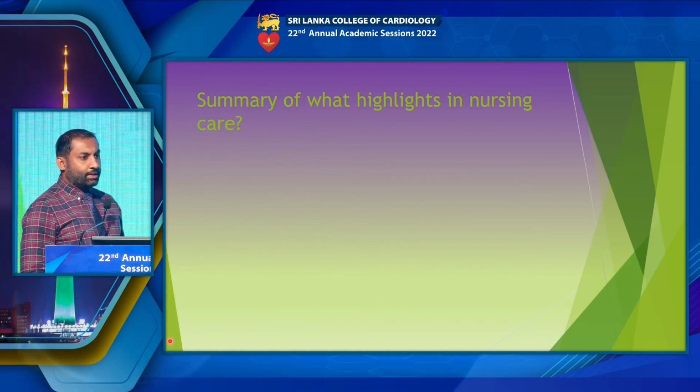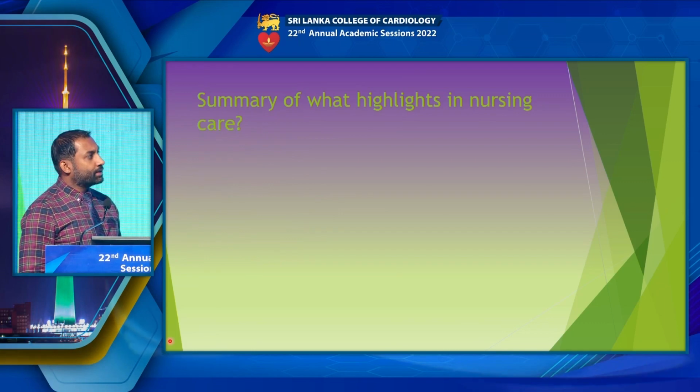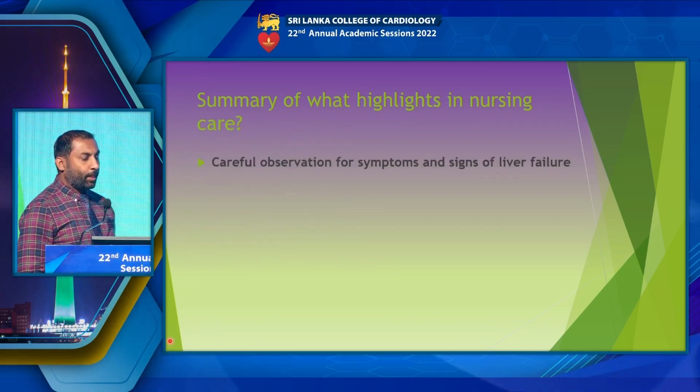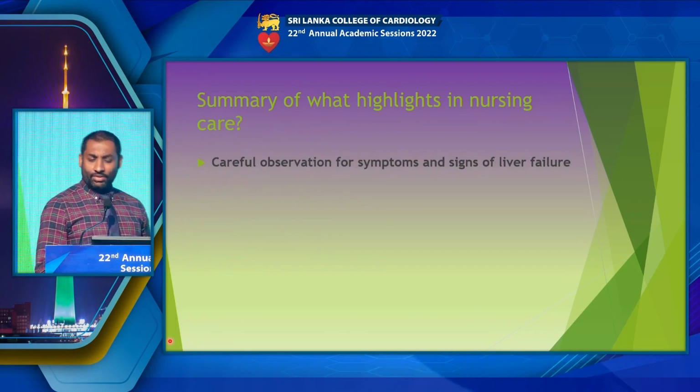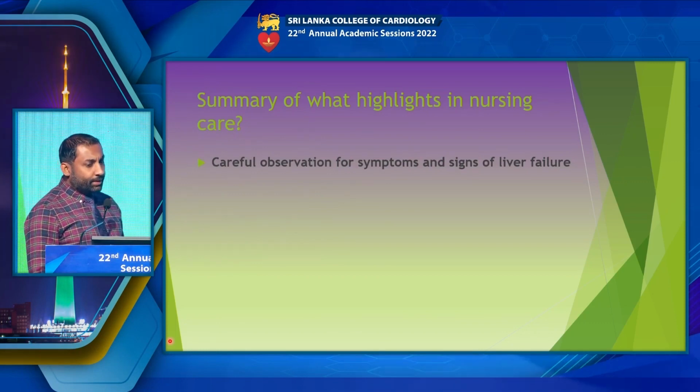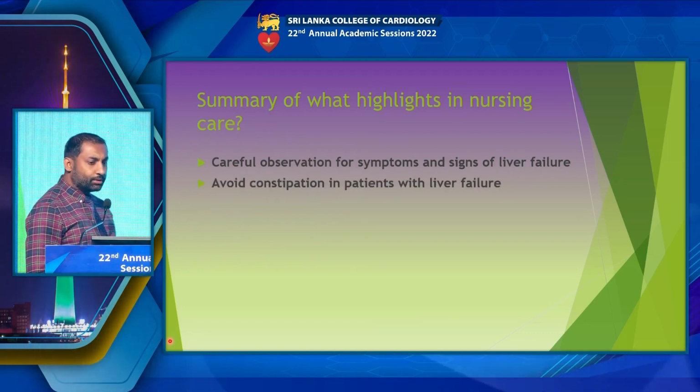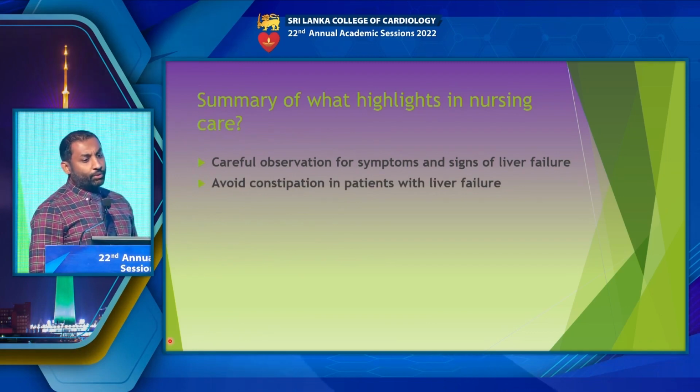So at the end, as a summary, what is highlighted in nursing care in this sort of patient? First, careful observation for symptoms and signs of liver failure. If the patient is at risk of developing liver failure, or is in the process of going into liver failure, you should observe these symptoms and signs, because you are the first person who is with the patient most of the time, and you might be able to catch these early signs of liver failure if you carefully observe.